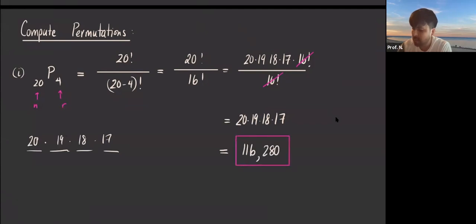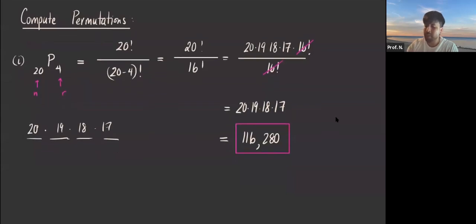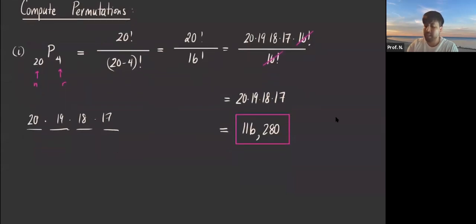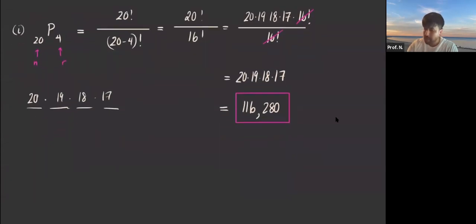I hope this is starting to make sense. And again, this is just the beginning for counting. So we have to get comfortable with permutations. And once we get comfortable with permutations, the next step is combinations. And that's when things really start to grow and get more interesting. So 20P4 is 116,280. Okay, how about this?